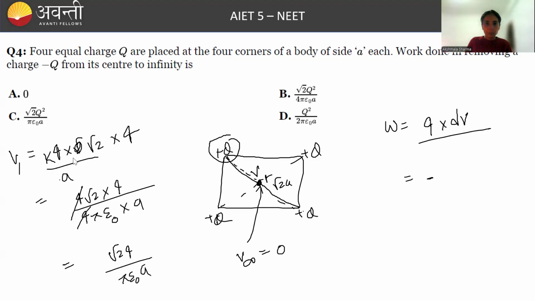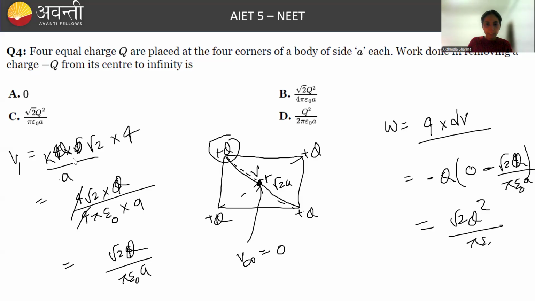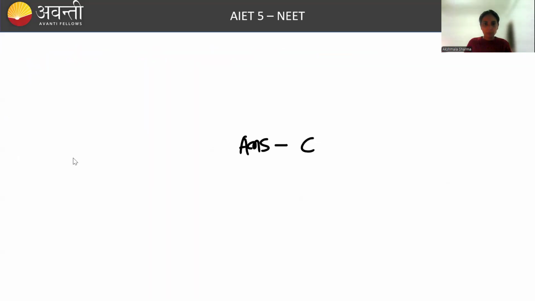So work done will be equal to minus q into potential difference. Final potential difference is 0. Initial potential difference is √2q by pi epsilon naught a. So correct option will be how much? √2q. Q is capital Q, right? Done it? So this will be root 2 q square by pi epsilon naught a. So this is going to be our correct option.